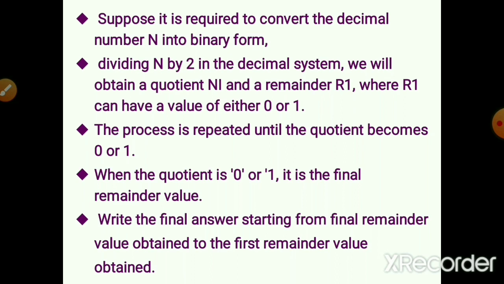The process is repeated until the quotient becomes 0 or 1. When the quotient is 0 or 1, it is the final remainder value. Write the final answer starting from the final remainder value obtained to the first remainder value obtained. This means last quotient remainder to first remainder. That is the value of binary.